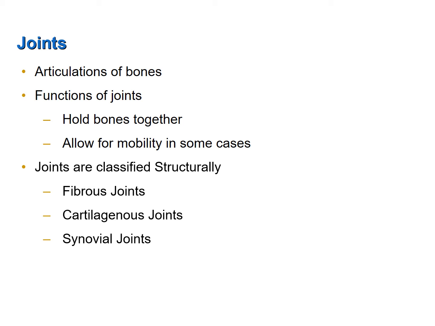Fibrous joints, for example, contain collagen fibers which span the joints, and these joints tend to be the less movable joints. Cartilaginous joints are joints that contain cartilage, and they tend to be a little more movable than fibrous joints. The most movable joints are the synovial joints. The synovial joints contain synovial fluid, and those are the most movable joints.